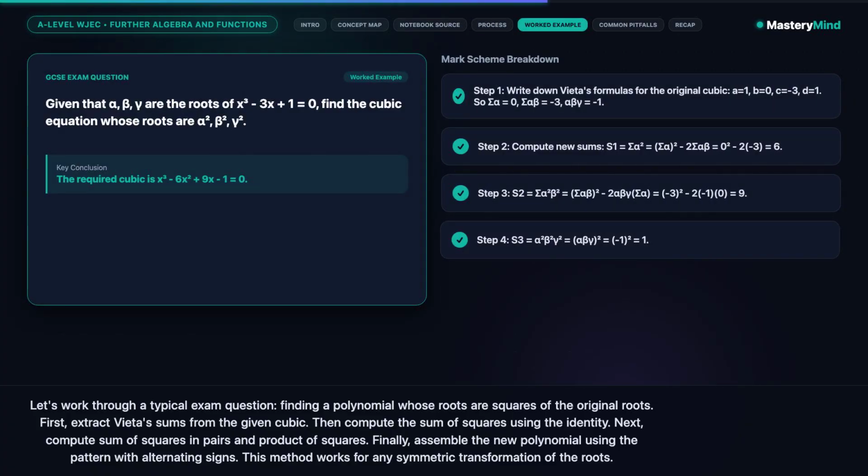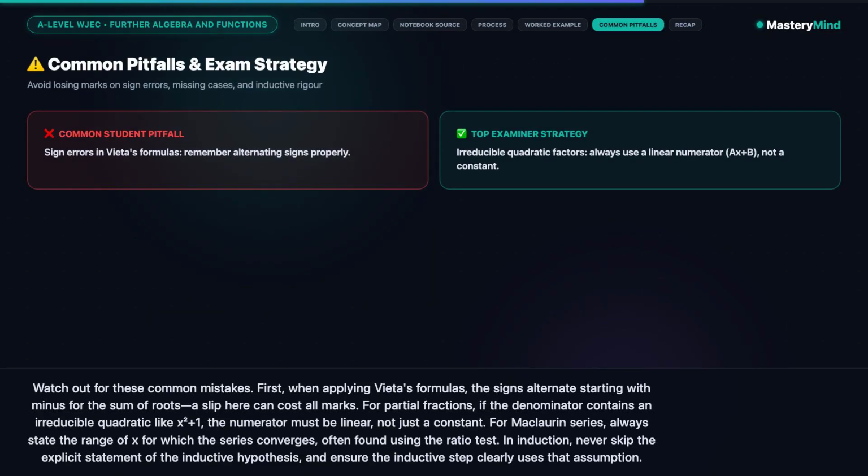Let's work through a typical exam question, finding a polynomial whose roots are squares of the original roots. First, extract Vieta's sums from the given cubic. Then compute the sum of squares using the identity. Next, compute the sum of squares in pairs and the product of squares. Finally, assemble the new polynomial using the pattern with alternating signs. This method works for any symmetric transformation of the roots.